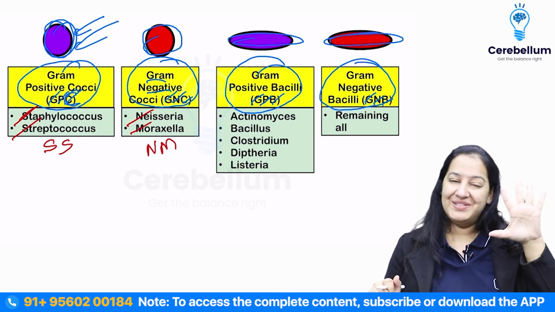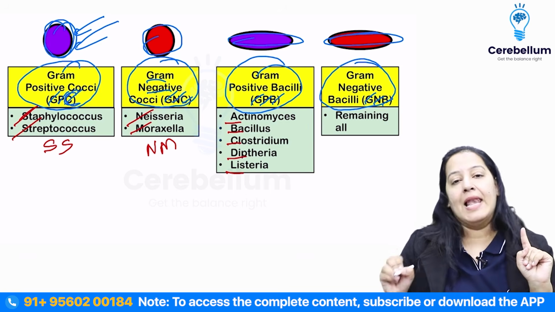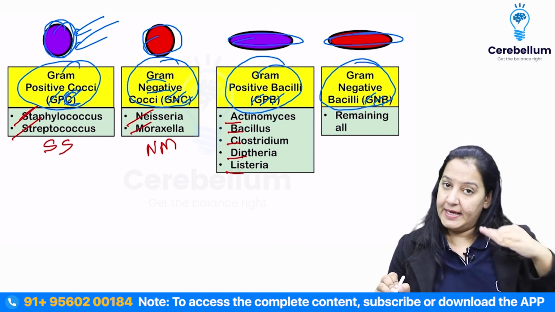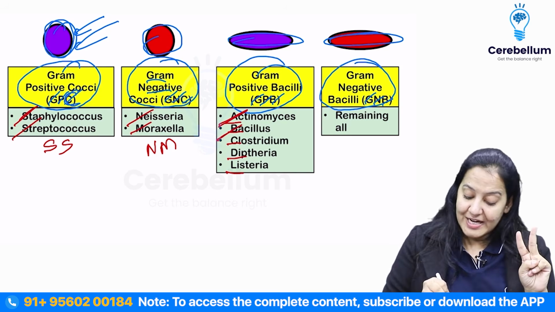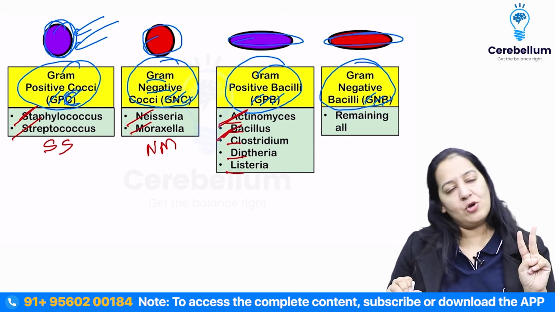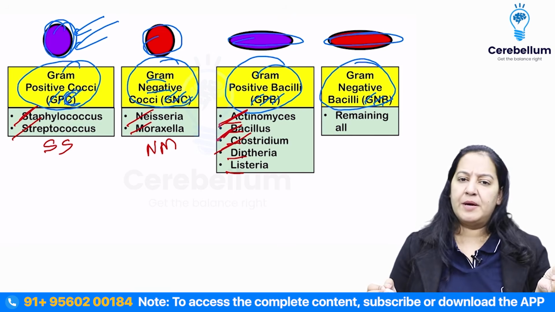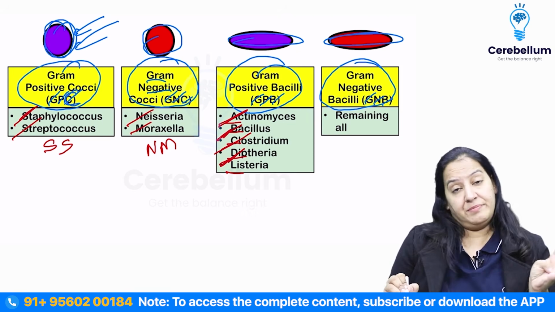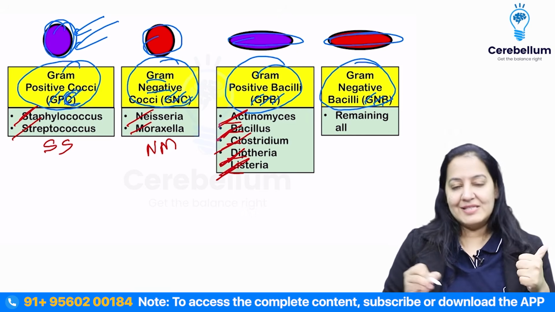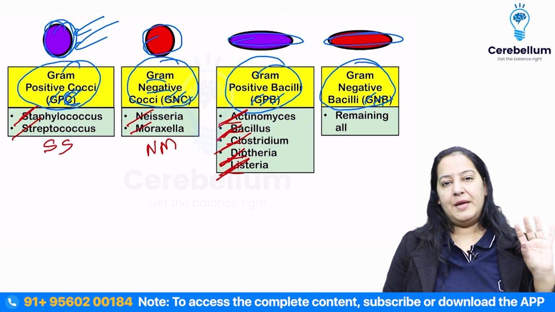After that, gram-positive bacilli. We have 5, so there is a mnemonic for you. The mnemonic is A, B, C, D, L. A stands for Actinomyces. B stands for Bacillus, Bacillus anthracis, all Bacillus. C stands for Clostridium, various types of Clostridium, all of them. And D stands for Diphtheria. You can say Corynebacterium diphtheriae or diphtheria. And L is Listeria monocytogenes. So these are the 5 bacteria you have to learn: A, B, C, D, L.